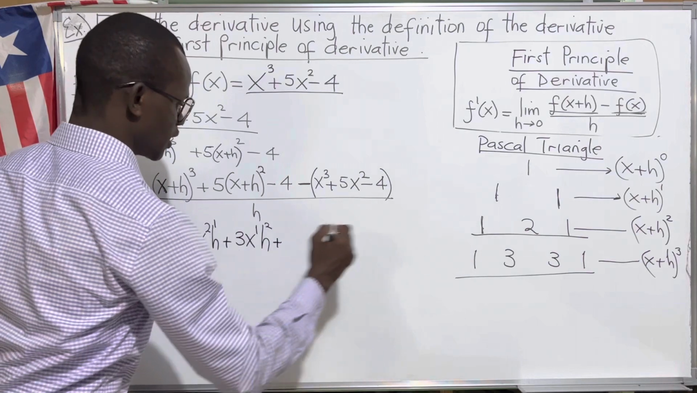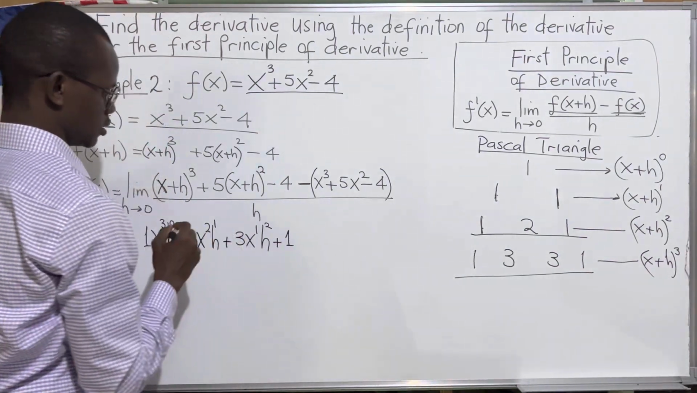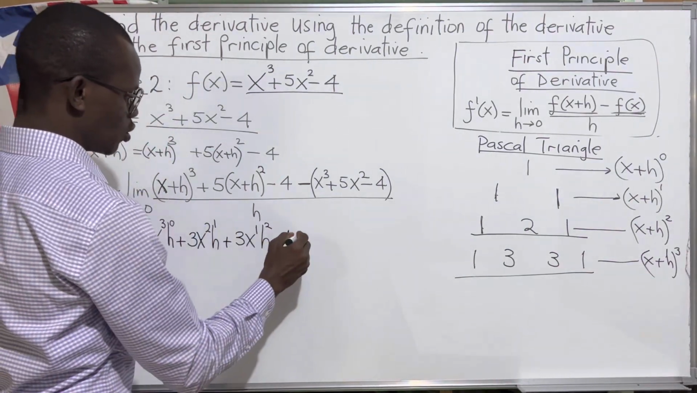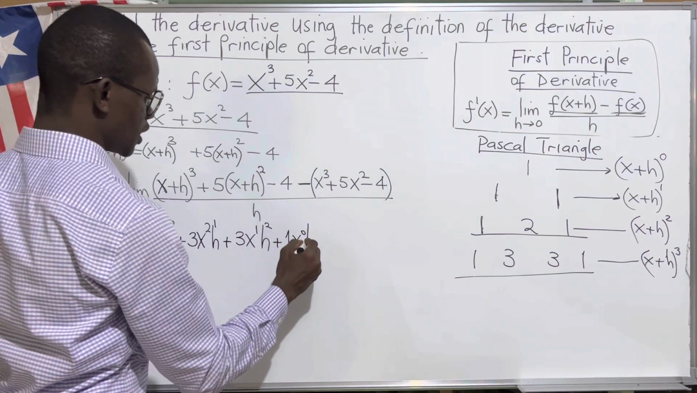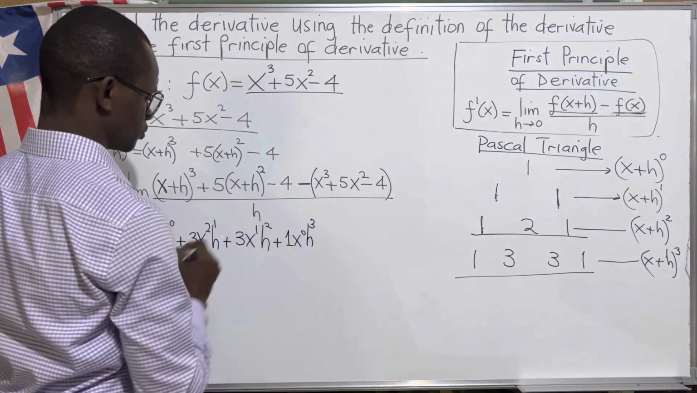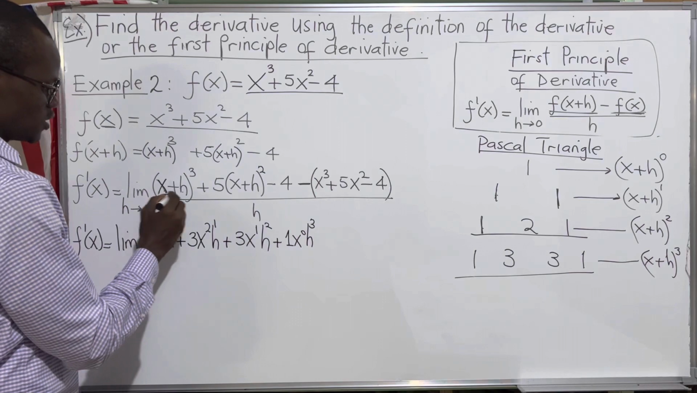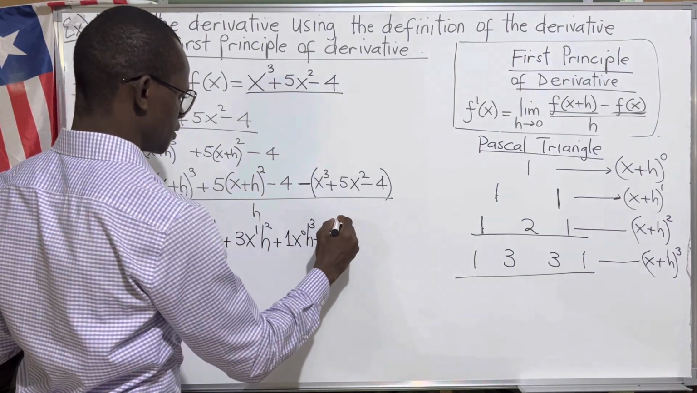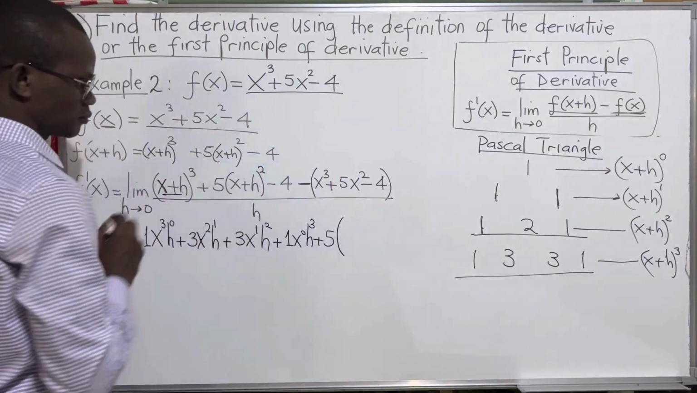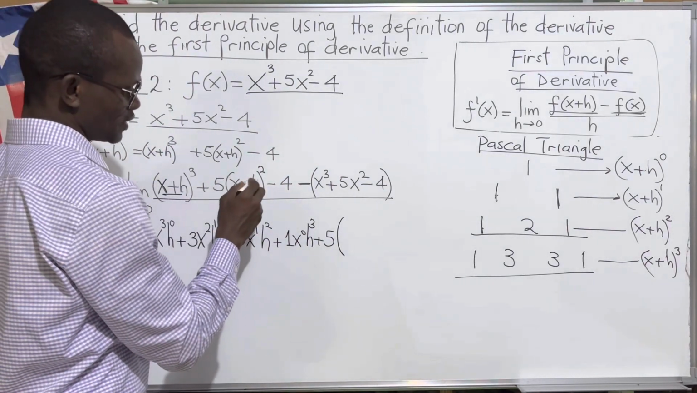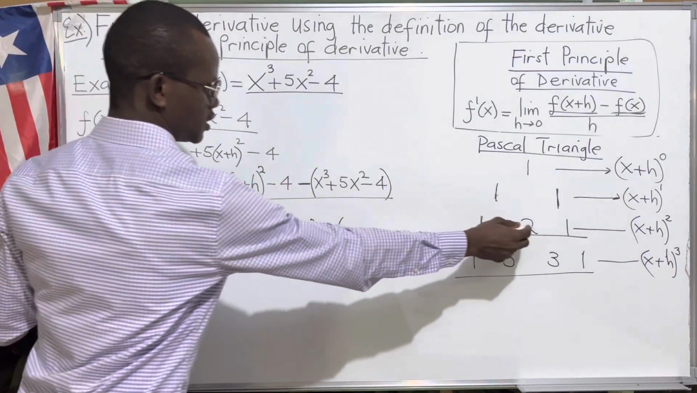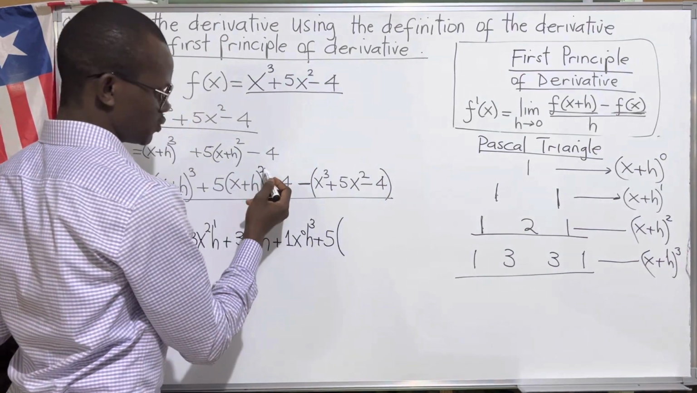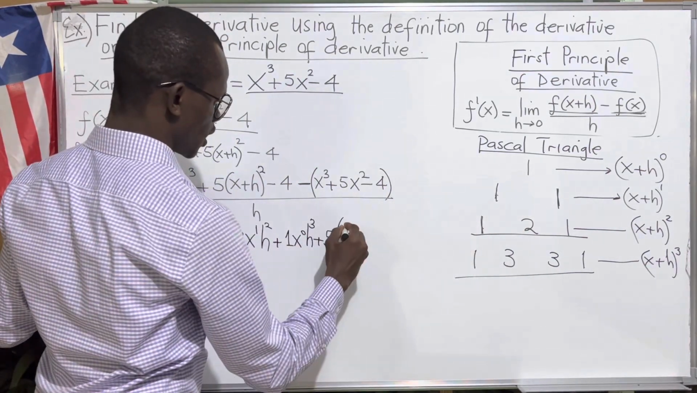Plus the next one, that the coefficient is just 1. So x now will go to 0, and h will go to 3. So we finish expanding this one, move to the second one, plus 5, parenthesis opens. So it's x plus h. So this is it: x plus h raised to the second power.